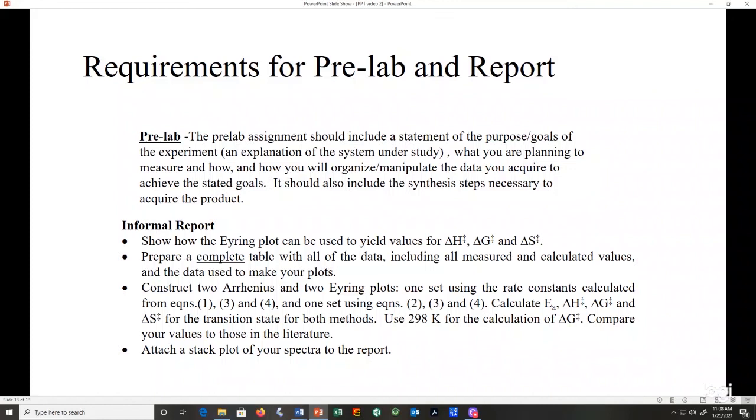And you're going to want to compare your values to those in the literature. And I am going to be posting some literature papers that you'll be able to find those values. Since this is online, you don't need to attach a stack plot of your spectra to the report. It would be the one that we saw during the videos.